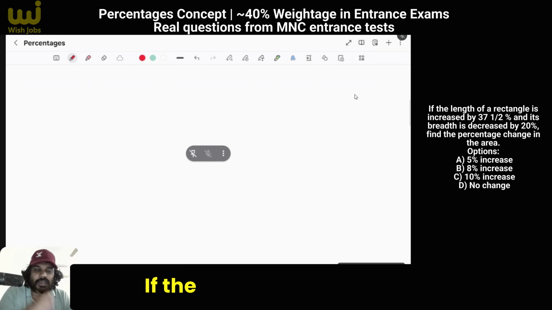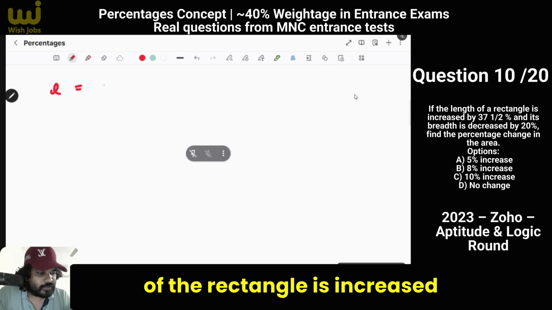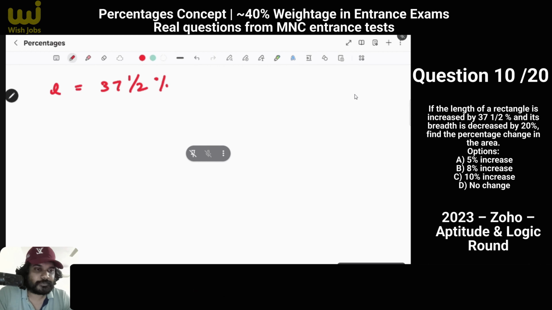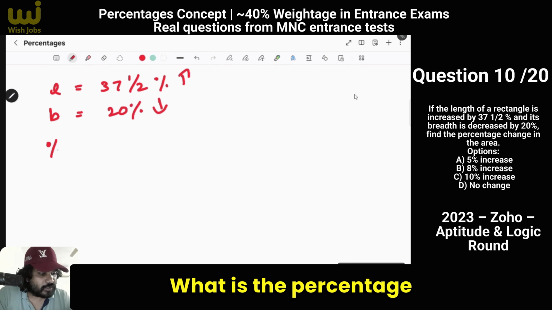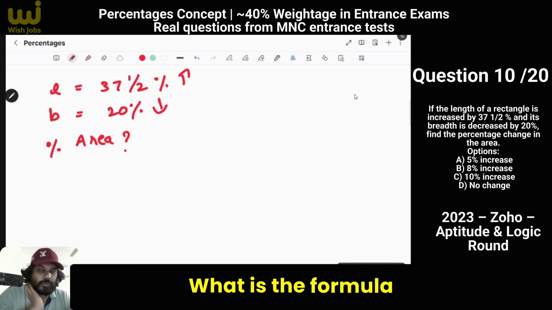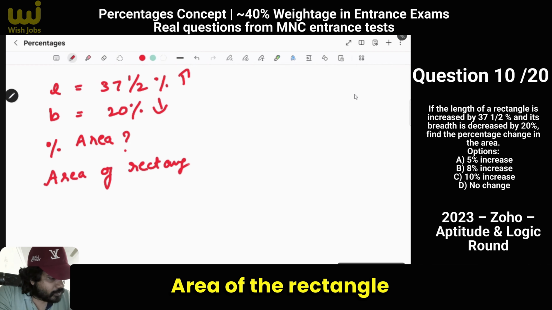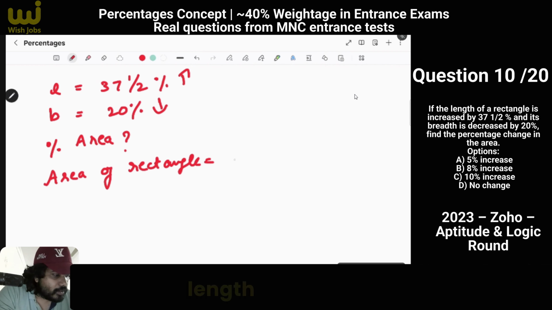The next question: if the length of the rectangle is increased by 37 1 by 2 percentage, breadth is decreased by 20 percentage, what is the percentage change in area? Okay, what is the formula of the area of the rectangle? 2 into L plus B. Area of the rectangle is length into breadth.